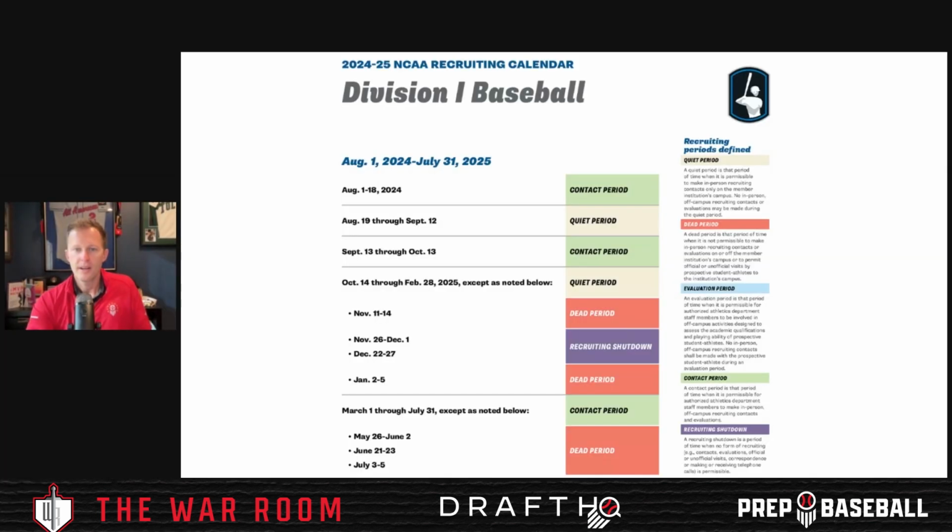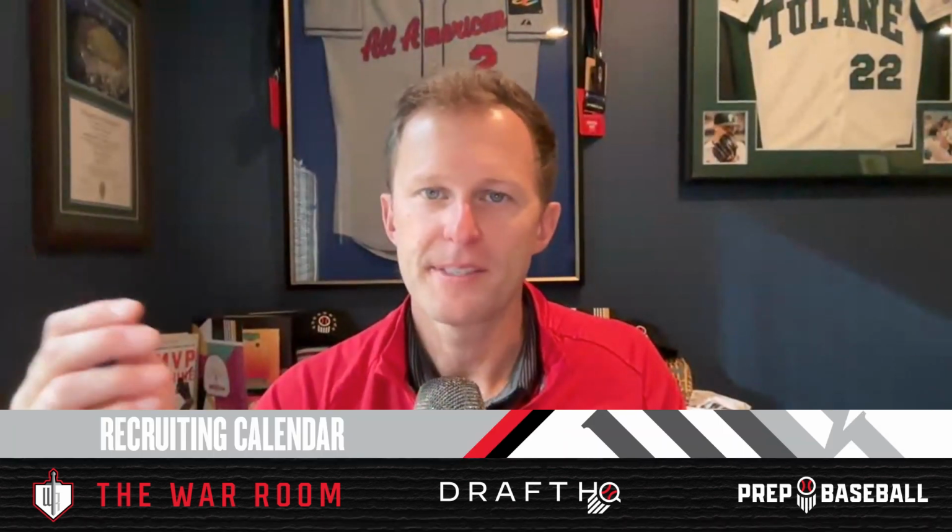open from that standpoint. Now, dead period is defined. A dead period is that period of time when it is not permissible to make in-person recruiting contacts or evaluations on or off the member institution's campus, or to permit official or unofficial visits by prospective student athletes to the institution's campus. Nothing can go on.